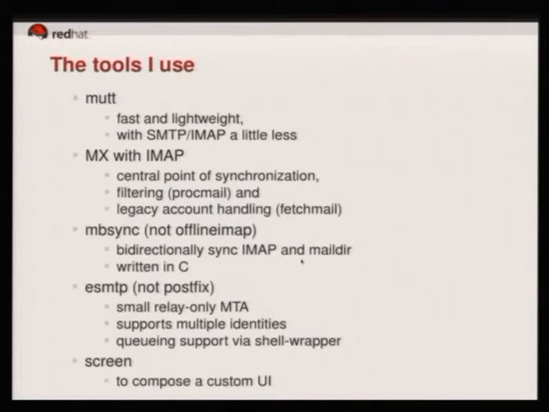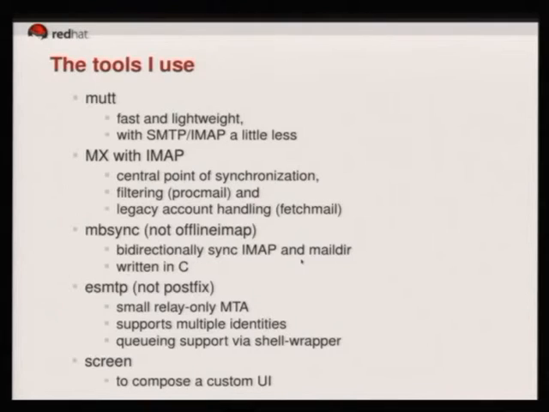For the synchronization, I use mbsync. In contrary to what Paul Frields used, which was OfflineIMAP, I used that once too, or actually quite for a while, but yeah, it's Python, and Python is slow, and OfflineIMAP is slow in Python. So mbsync is a lot better in my point of view.